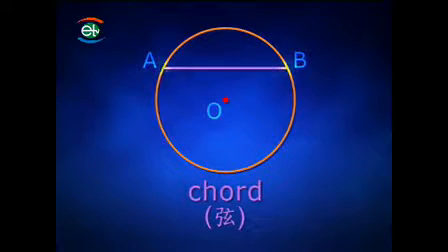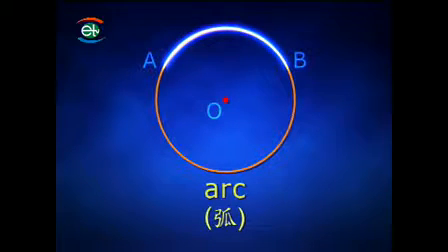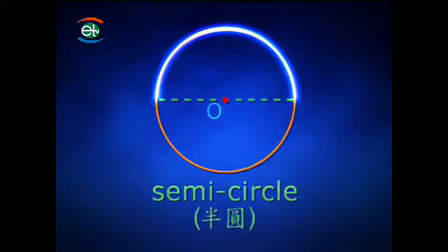A straight line between 2 points of the circumference is known as the chord. The part of the circumference between 2 points on the circumference is known as the arc. If the length of the arc is half that of the circumference, it is known as a semicircle.